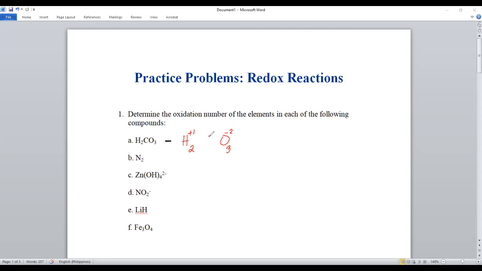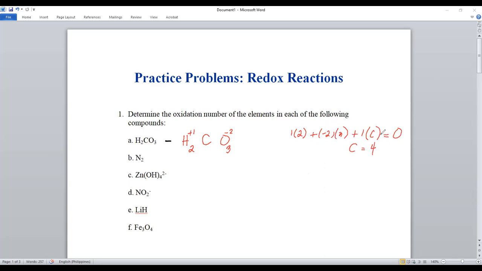Now these two should be multiplied, so we have one times two. And this should also be multiplied: plus negative two times three, plus carbon is one, so I'll put here plus one times the oxidation state of carbon, which we do not know. This should be equated to zero. Why zero? Because this is a neutral compound. So let's see, this is a 2 and a minus 6, so that's minus 4. So carbon should have an oxidation state of 4.